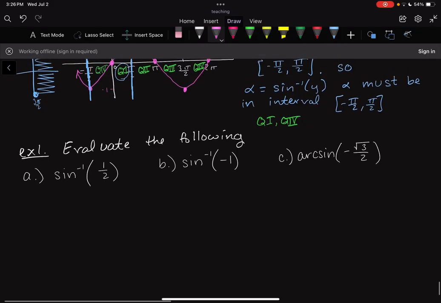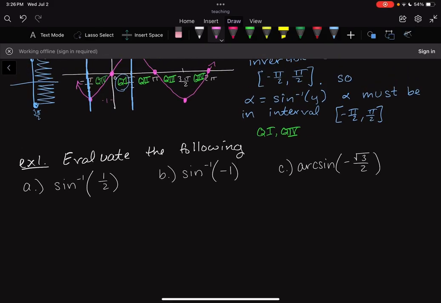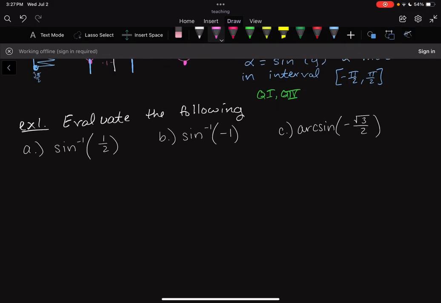So for sine inverse of 1/2, what I'm looking for is what angle I would plug into sine so that it would equal 1/2. So off to the side here, I'm going to rewrite that table that we use very often. So sine, cosine, 30, 45, 60. So this is 1/2, square root 2 over 2, square root 3 over 2. This is square root 3 over 2, square root 2 over 2, 1/2.